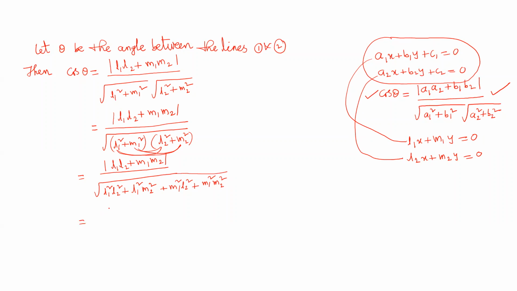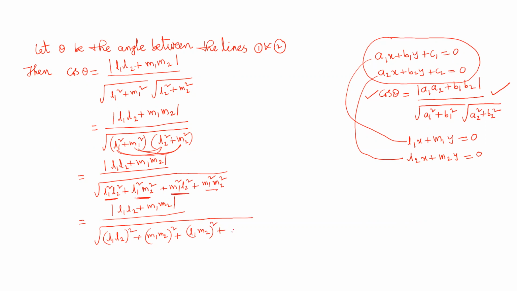Multiplication. Mod of numerator as it is, L1 L2 plus M1 M2 by root of, let us rearrange the denominator terms. L1 square L2 square, I am writing L1 L2 whole square. Next I am taking the last term, plus M1 M2 whole square, plus next L1 square M2 square, L1 M2 whole square, plus M1 square L2 square or L2 M1 whole square.